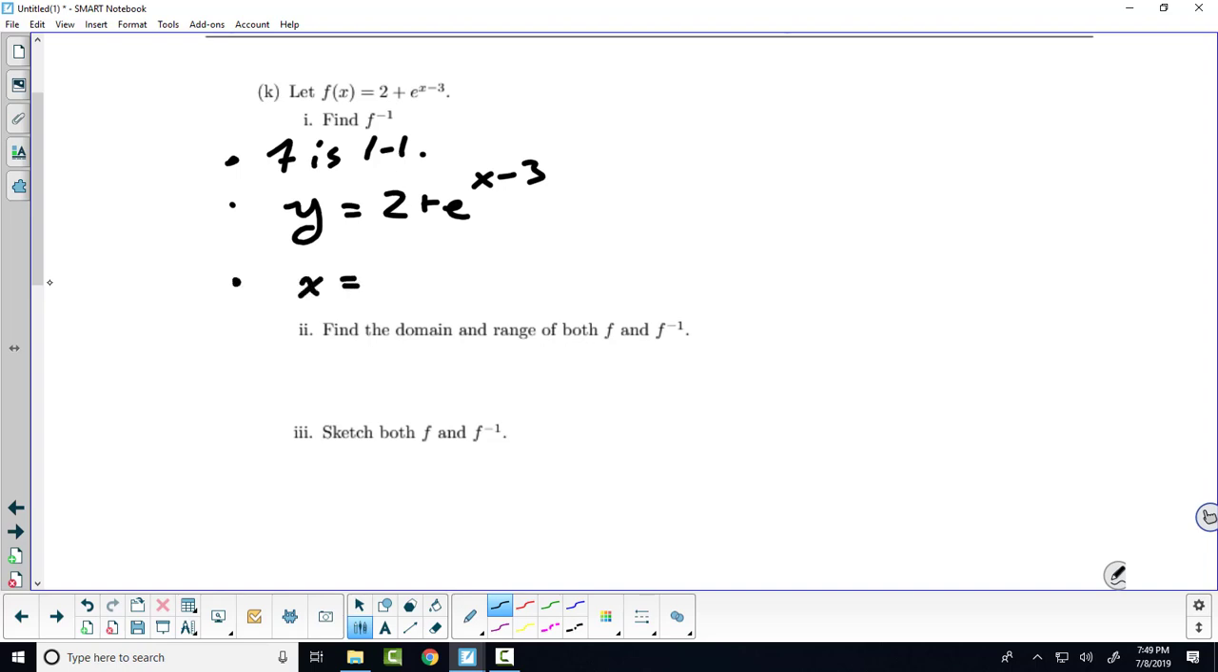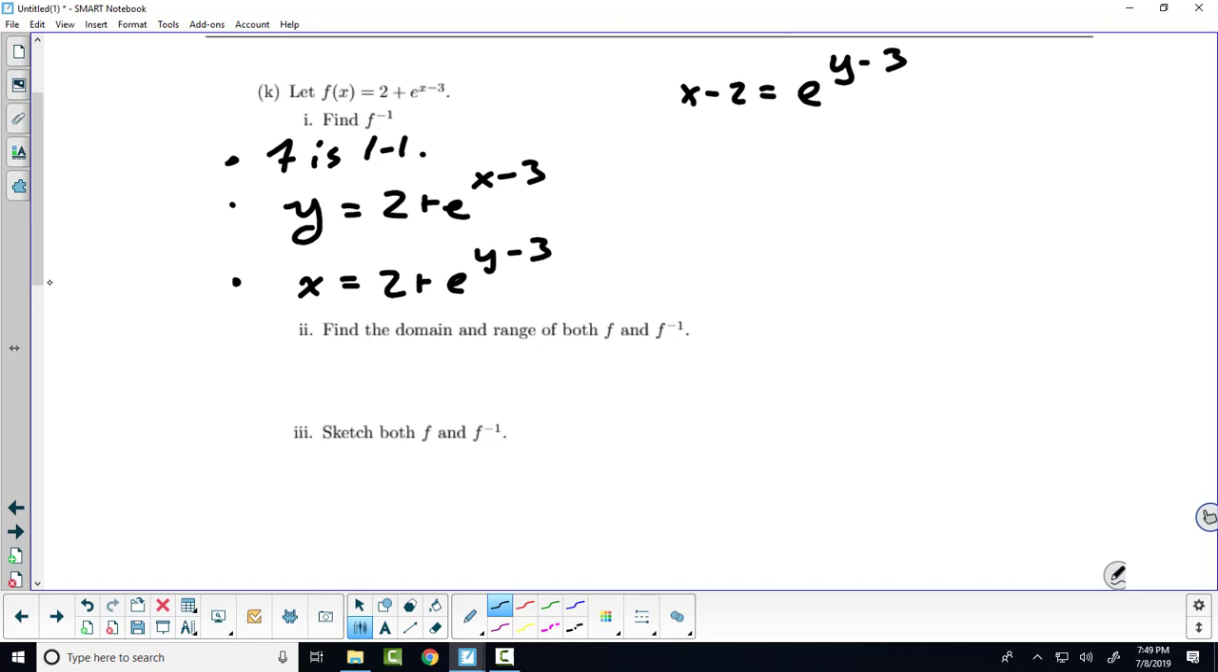It works. What we're really doing is changing the input with the output, which is that domain range switching. So x equals 2 plus e to the y minus 3. And now we're going to solve this expression for y. So we need to get y by itself. Well, where is y? It's in an exponential function. We need to get it by itself, so let's isolate the exponential. That gives us that x minus 2 is equal to this exponential term, e to the y minus 3.